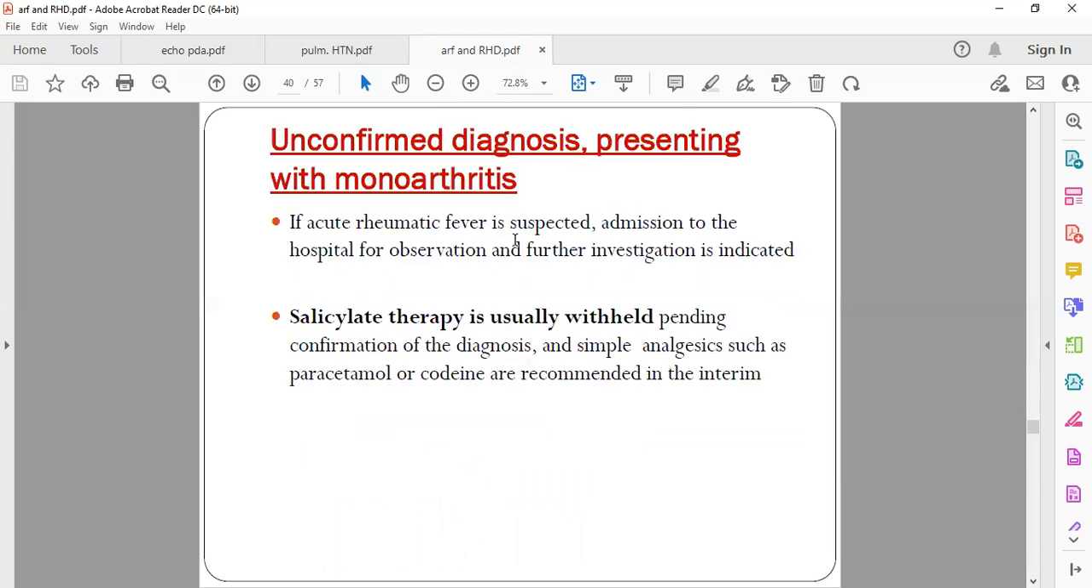If a patient has an unconfirmed diagnosis presenting with monoarthritis, suppose the patient has only monoarthritis, that is, inflammation of a joint with pain, but the diagnosis is not confirmed, you should give only simple analgesics like paracetamol. NSAIDs should not be started, because NSAIDs will lead to misdiagnosis. So NSAIDs should not be started till the diagnosis is confirmed.